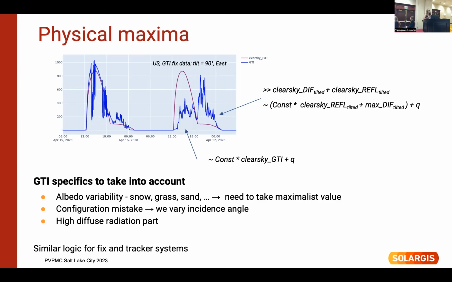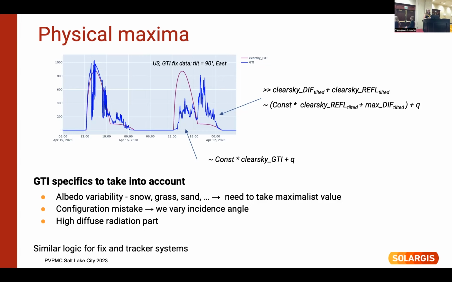So here we need to somehow maximize the diffuse part up to some physical or unphysical level, and then add the reflected part. So this needs a little bit of thinking. What is also important here is that in the reflected part, there is albedo. And somehow you want to have it generic across all the regions through the season. So you need to take a maximalist value of albedo.